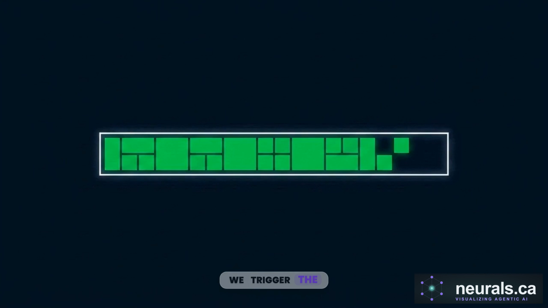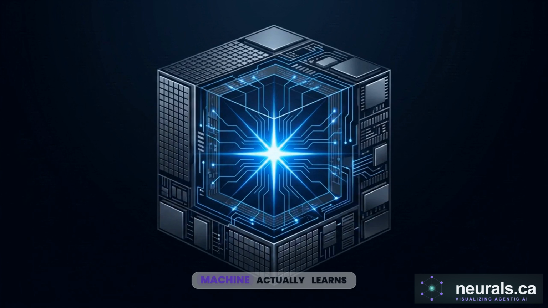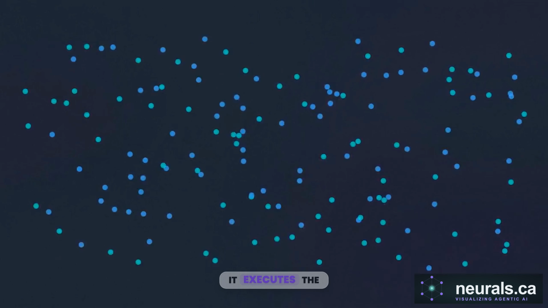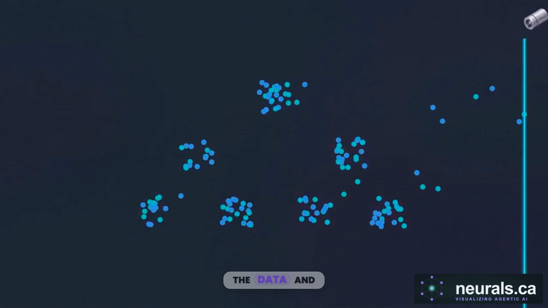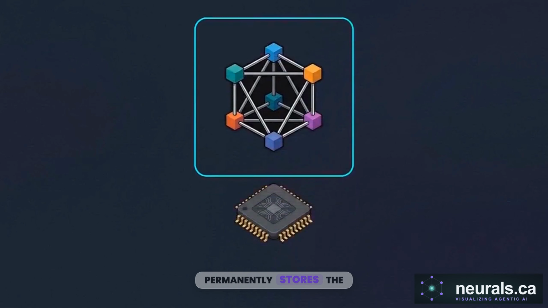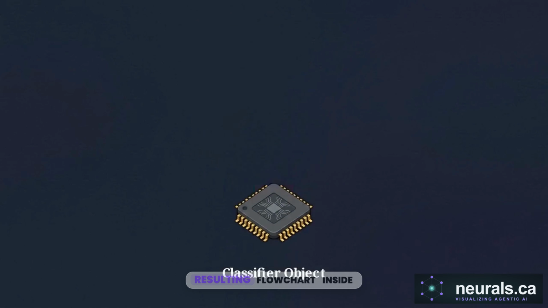Finally, we trigger the execution step. We call .fit and unleash these parameterized rules onto our 75% training block. Calling fit is the moment the machine actually learns. It executes the greedy partitioning math in a single massive pass through the data and permanently stores the resulting flowchart inside the classifier object.